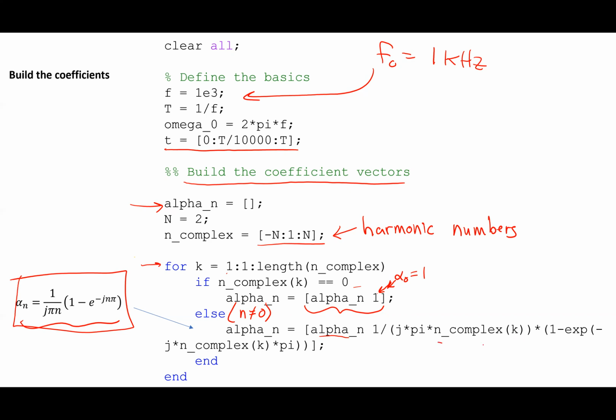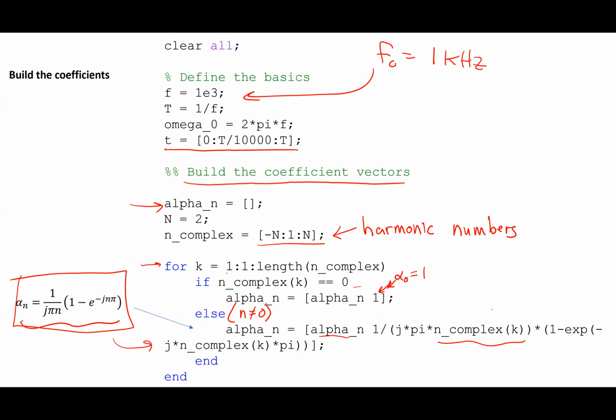That's what this n complex of k is, times 1 minus exponential of minus j times whatever value of n I have right now, times pi, right? That's basically me putting in that formula right there. All right. And what's going on here is a concatenation.